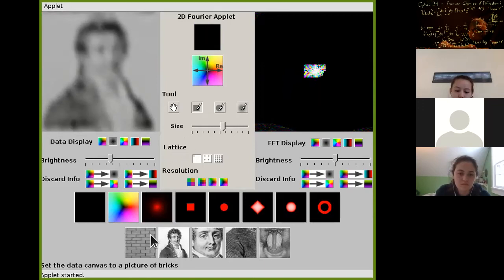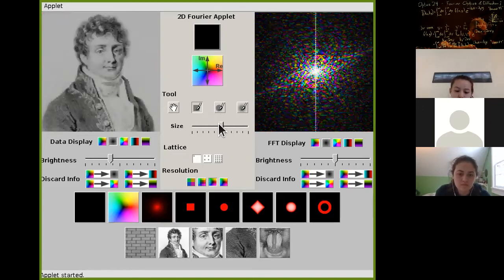Let me do the opposite. Let me load Fourier again. And let me zero out just a little bit of stuff right in the center.